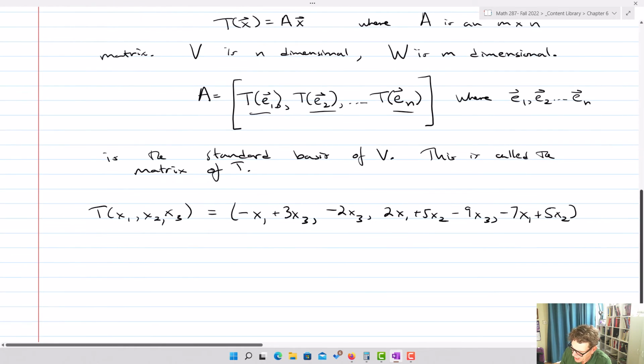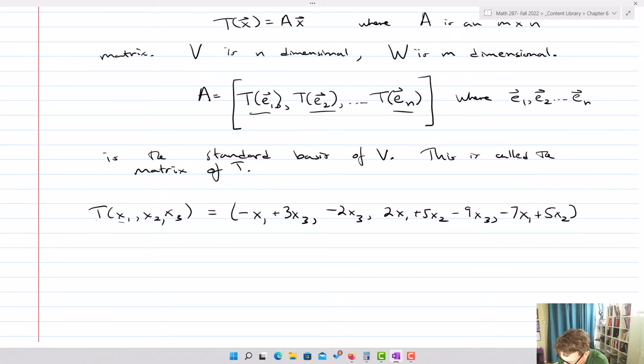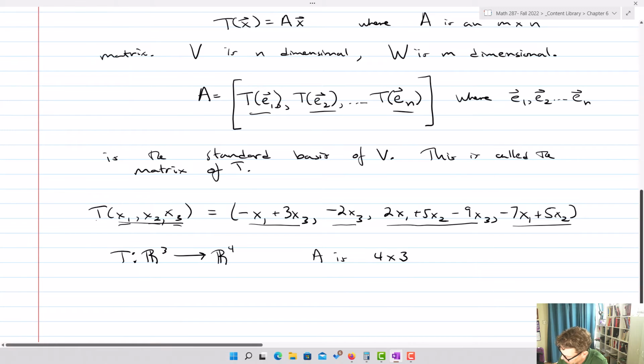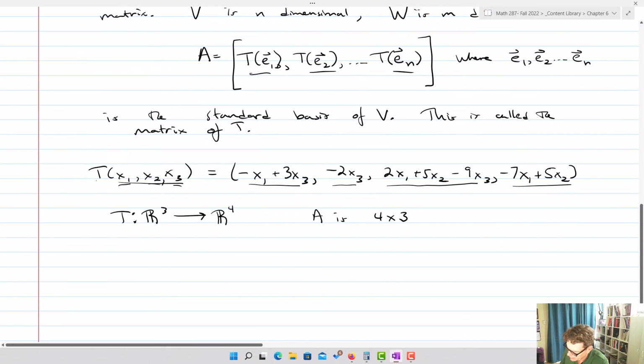So I'm going to look here, and if we notice, T is going to take vectors in R3. T goes from R3, and how we know that is we've got 3 inputs, x1, x2, x3, into vectors in 1, 2, 3, 4. So it's going to go into R4. So we're going to go from R3 into R4, which means that A is 4 by 3. So A is going to end up being 4 by 3. So 4 rows, 3 columns.